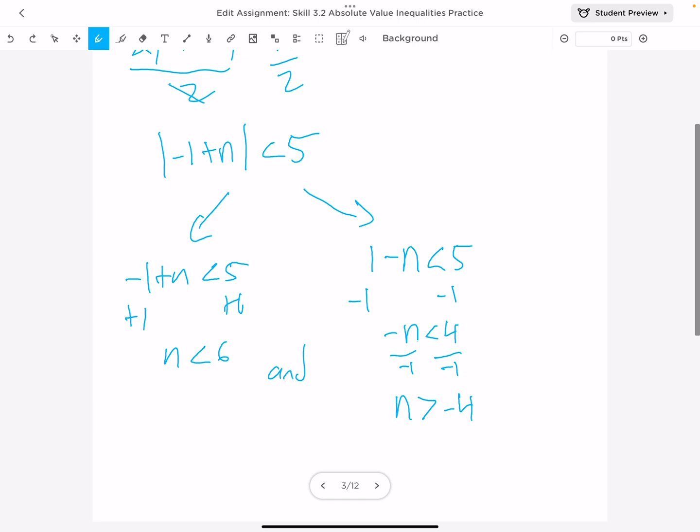And like in Classkick or whatever, you do n is less than 6, space, and, n is greater than negative 4. Is how you would answer it in Classkick.